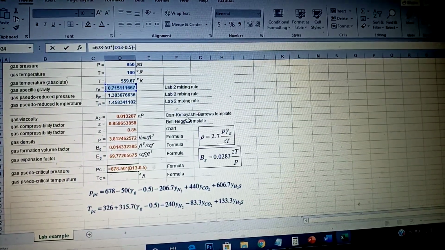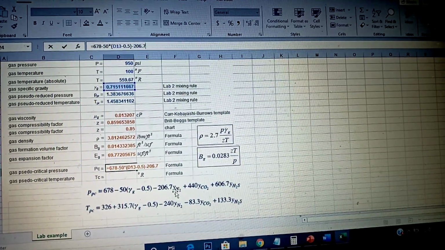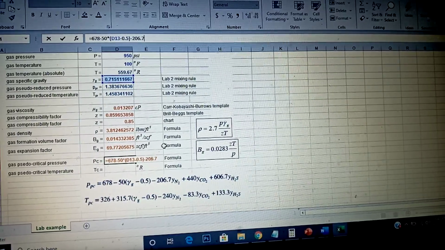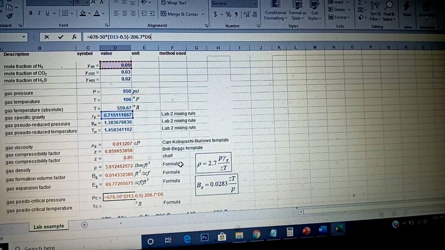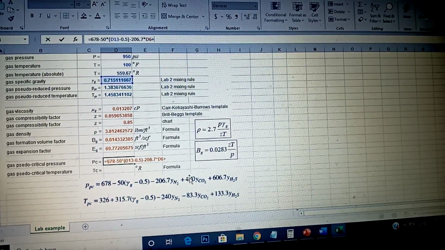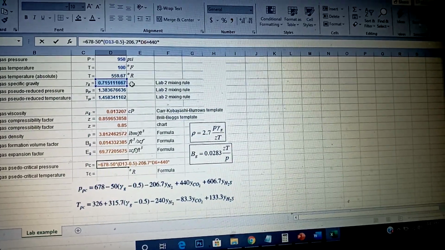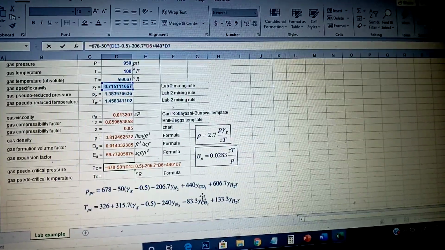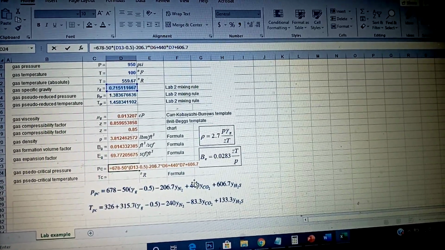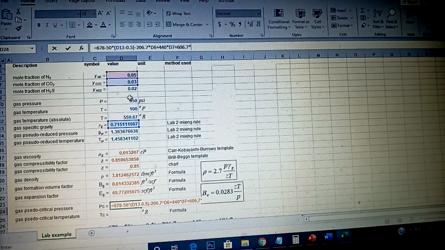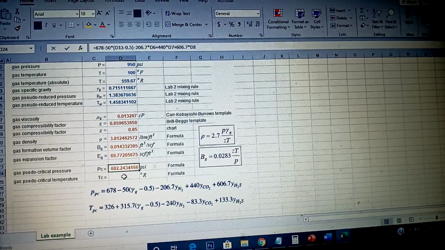Then minus 206.7 multiplied by Yn2, the mole fraction of nitrogen. So multiply by, star. Then I go to mole fraction of nitrogen, that's that. Then plus 440 multiplied by mole fraction of carbon dioxide. So star, mole fraction of carbon dioxide, that's that. Then plus 606.7 multiplied by mole fraction of hydrogen sulfide. That's that. So I say okay. So that gives me 682.24.